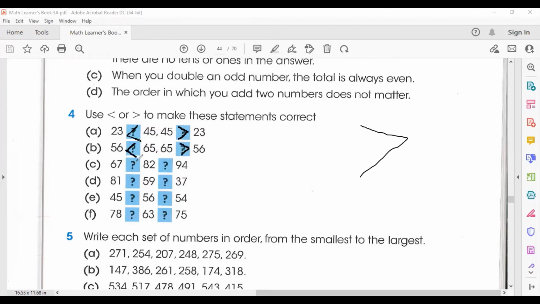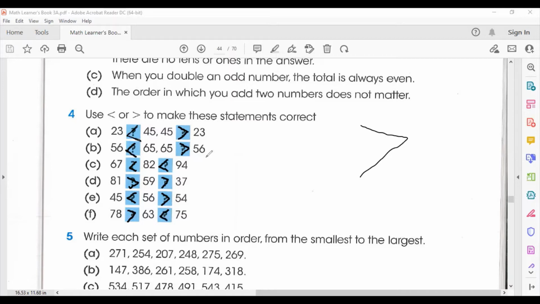67 smaller, 82 bigger, like this. Then 94 bigger, open this side. 81, 59: 81 bigger, open mouth this side. 59 bigger, open mouth this side. 45 smaller, 56 bigger, open mouth this side, and 64 bigger than 54. 78 bigger than 63, and 75 bigger than 60, like this. Very easy.